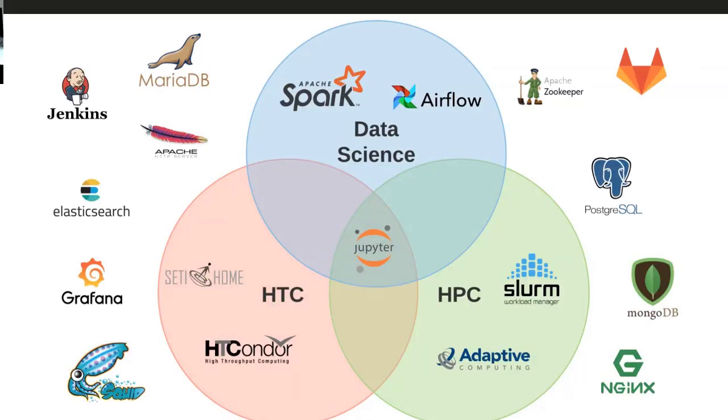So on the HPC side, they're going to be running Postgres. They're going to be running MongoDB, usually Nginx. They're also likely running GitLab or something like that to keep track of all their stuff. They might be running Squid, which is commonly used on both the HTC and HPC side, just to help cache a lot of those resources that they'll be using.